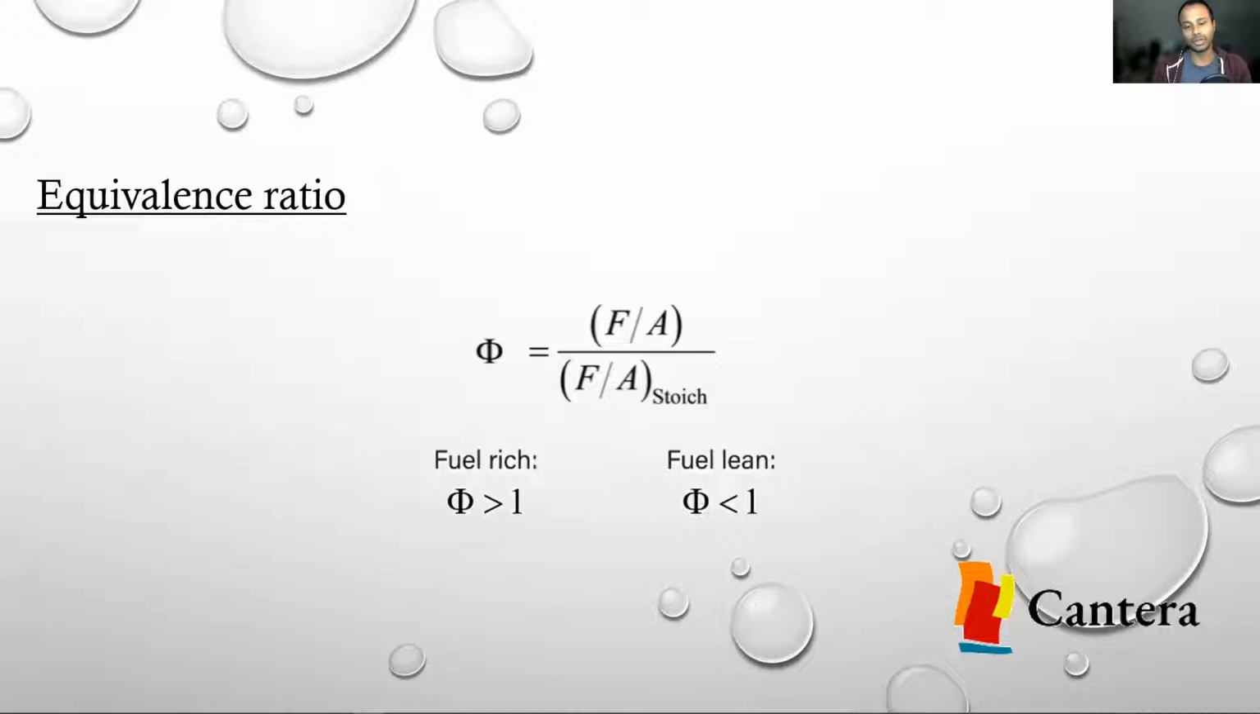So if the equivalence ratio is greater than 1, that means it is a fuel-rich mixture. So there is more fuel as compared to the stoichiometric conditions. And if the equivalence ratio is less than 1, then that means it is a fuel-lean mixture, which is to say that the fuel is less than it should be if stoichiometric combustion was going on. And so that is a lean condition. So with that brief knowledge, now let's go and jump into Cantera.